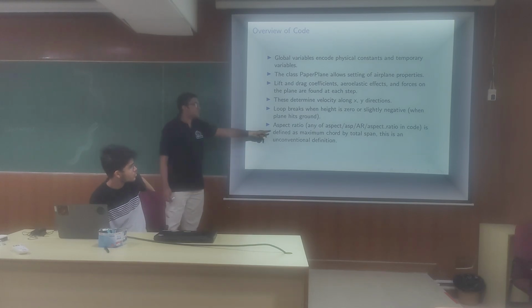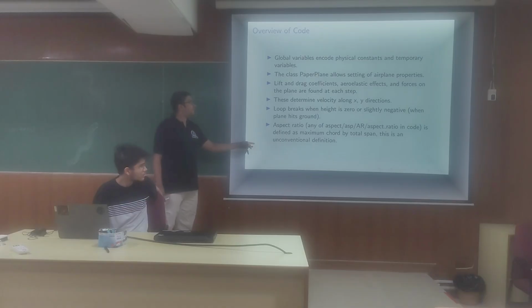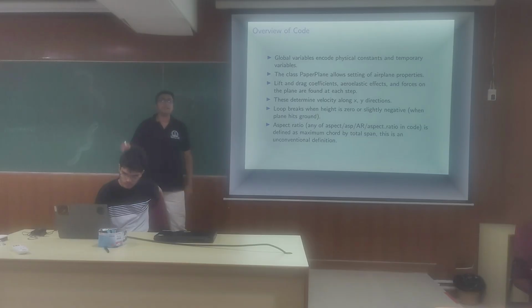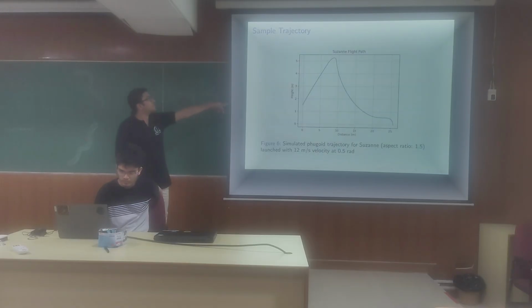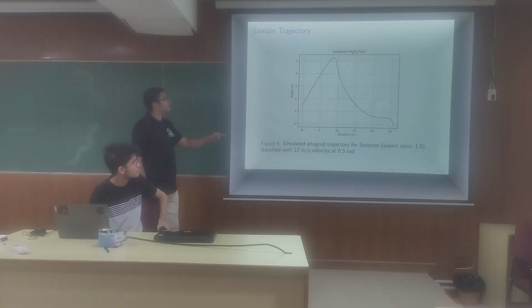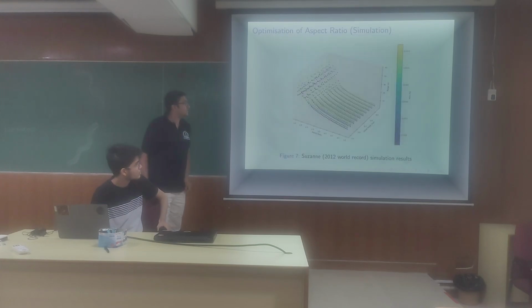Now aspect ratio, which is referred to by any of those names in the code, we have an unconventional definition here that's more of the colloquial definition. That is the maximum chord by total span. That's not based on the wing area. Now this is just a sample trajectory. You can see it's called a phugoid curve or phugoid oscillation. Now since we don't have thrust, and due to the higher drag coefficient, we can see only one period of oscillation here, and it's moving down due to the lack of thrust.